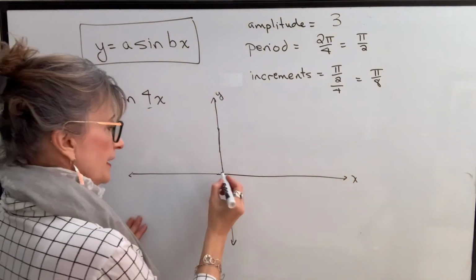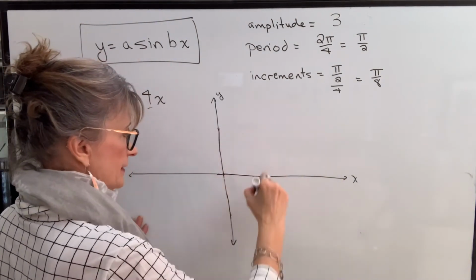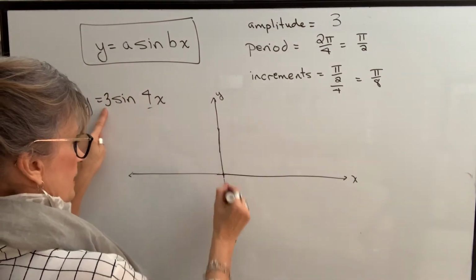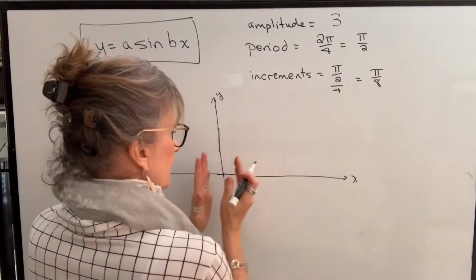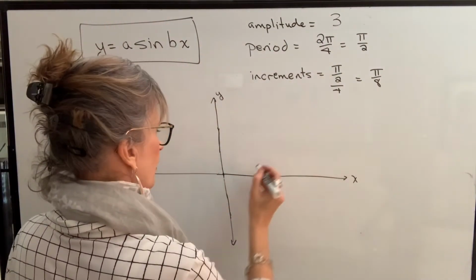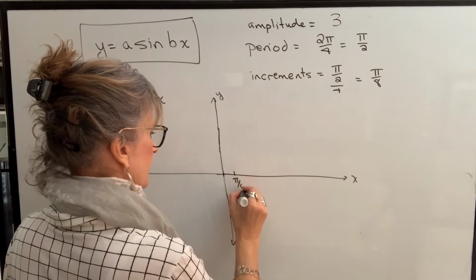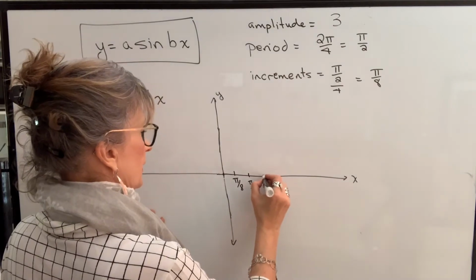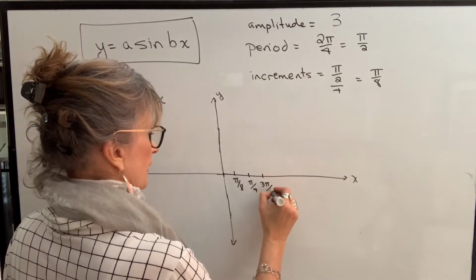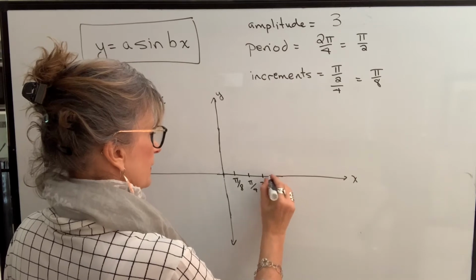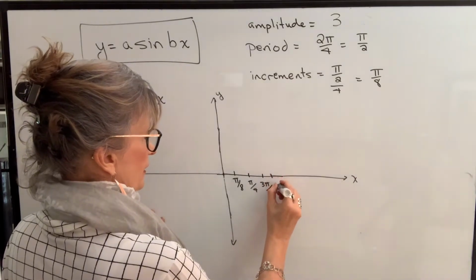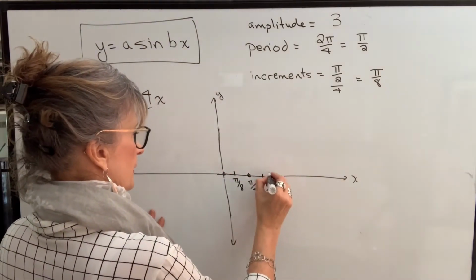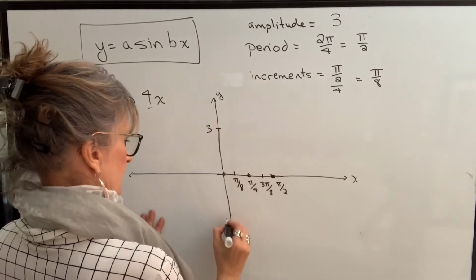My sine function still starts here. It's still that same basic shape, but now I'm going to a value of 3 on the y-axis and -3. And my increments on my x-axis are pi over 8. So this will be pi over 8. Add another pi over 8 will be 2 pi over 8, which is pi over 4. Then 3 pi over 8. And then 4 pi over 8, which would be pi over 2. So there's my zeros. And then I go up to 3 and down to -3.